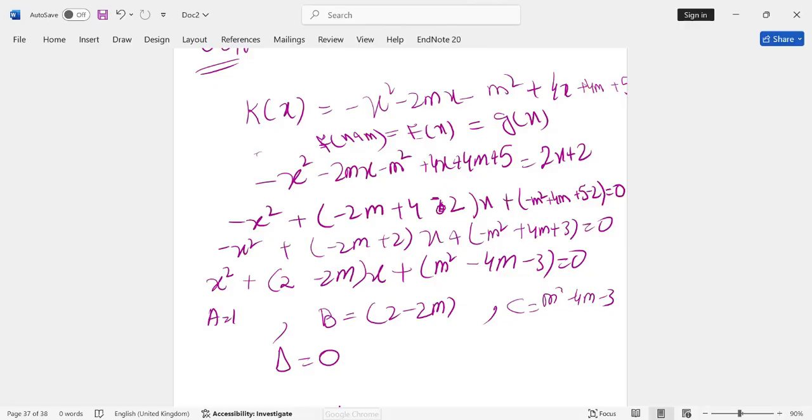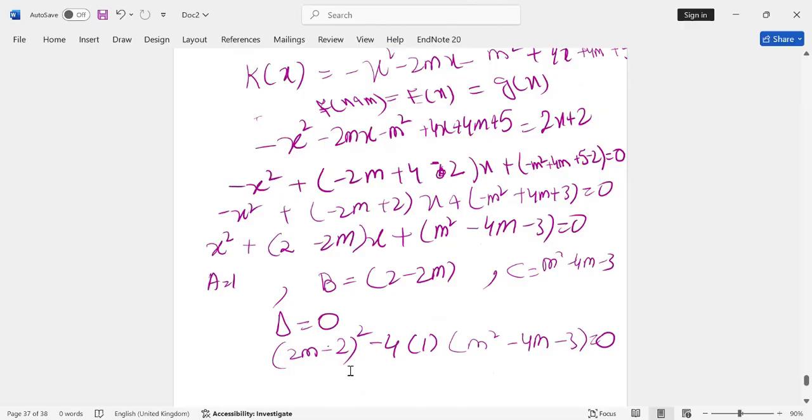If I put in the equation, we have (2m minus 2) whole square minus 4 into 1 into (m square minus 4m minus 3) equals 0. Okay, so we have to expand and simplify the equation to solve for m.